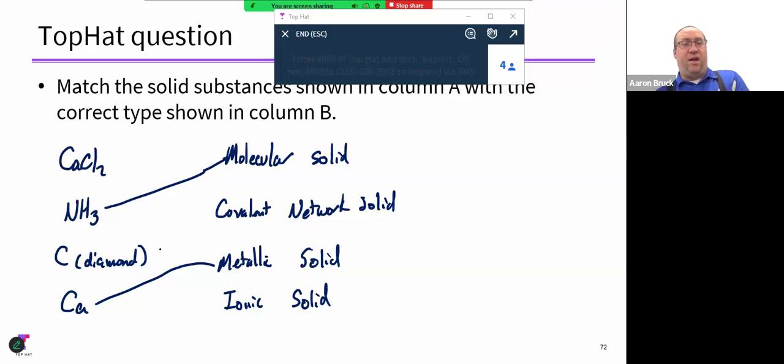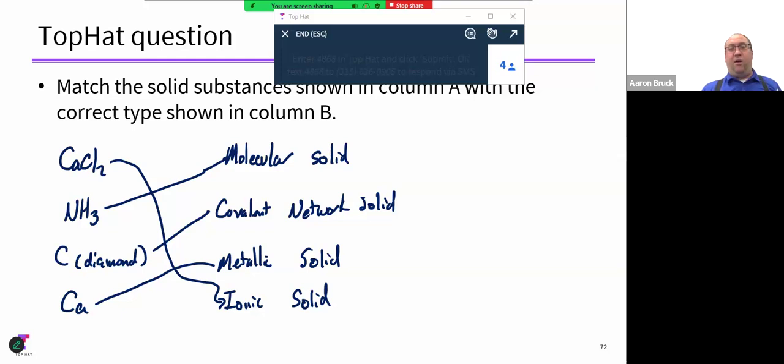We did talk a lot about diamond being a covalent network solid. Calcium chloride, well, this makes sense. It's an ionic compound. It would be an ionic solid.